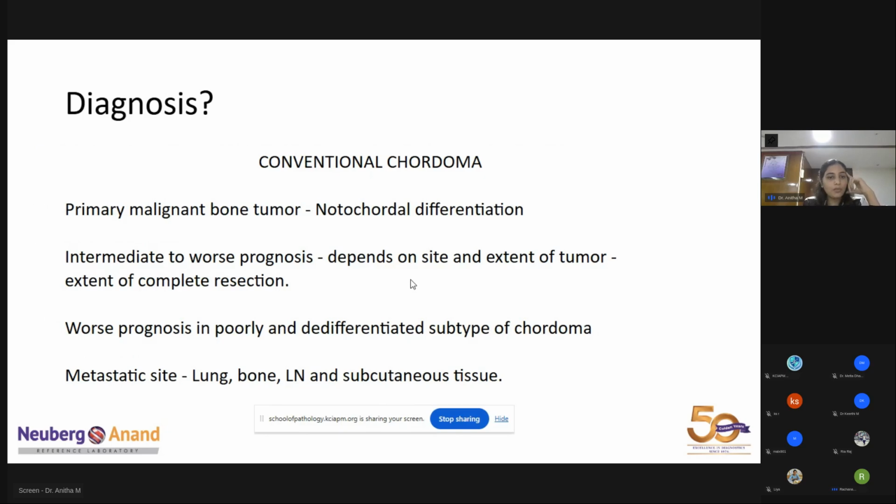Prognosis-wise, it is intermediate to worse, because it mainly depends on the site and extent of the tumor, that is, how much tumor is operable and the completeness of resection. In this case, it is very difficult to excise completely, so this patient may have a worse prognosis. Poorly differentiated and dedifferentiated subtypes also have worse prognosis. Some cases have metastasized to lung, bone, lymph node, and subcutaneous tissue. In WHO, this tumor is described in the chapter on mesenchymal tumors of the nasopharyngeal and sinonasal tract.